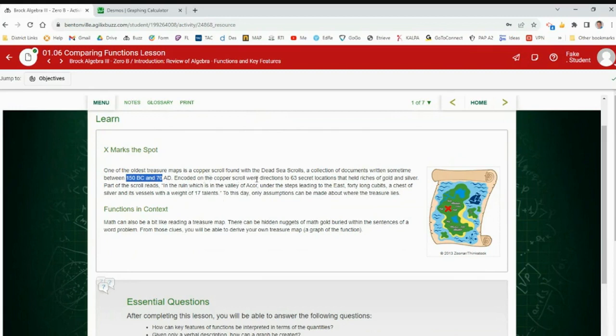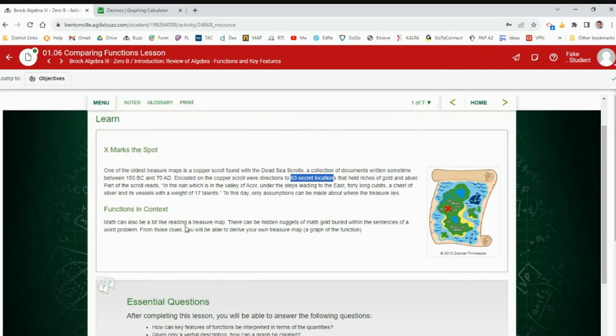Encoded on the copper scroll were directions to 63 secret locations that held riches of gold and silver. Part of the scroll reads, in the ruin, which is in the valley of Achor, under the steps leading to the east, 40 long cubits, a chest of silver and its vessels with a weight of 17 talents. All right. A talent was like a week's wages, I think. If I remember correctly. To this day, only assumptions can be made about where the treasure lies. They've never went and found this.